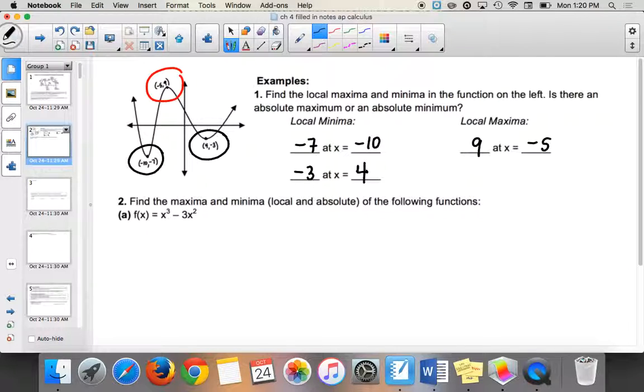Okay, so are any of these, do I have an absolute max or an absolute min? What do you think, Grant? You have an absolute minimum at that -10. Yes, exactly. So this absolute min, we would say of -7 at an x value of -10. Okay, so this one's the absolute one.